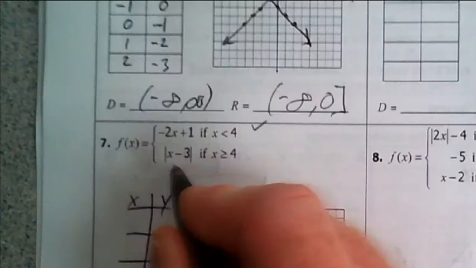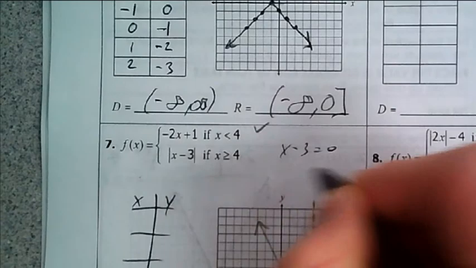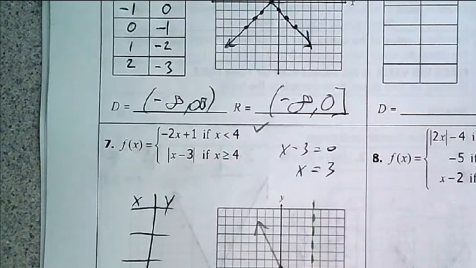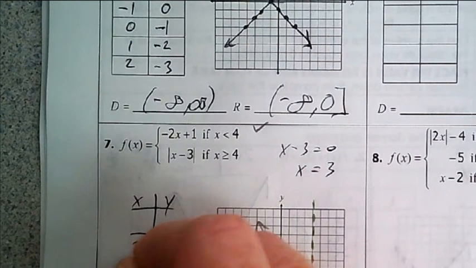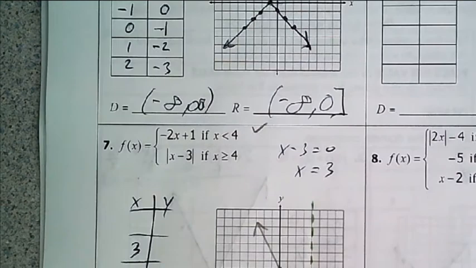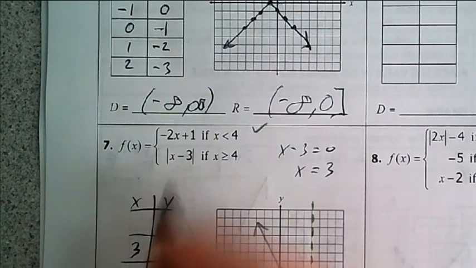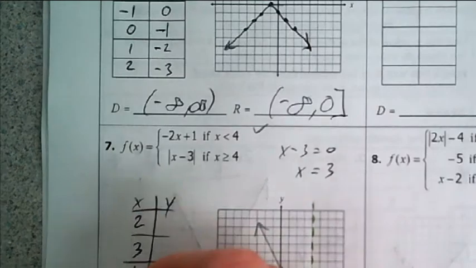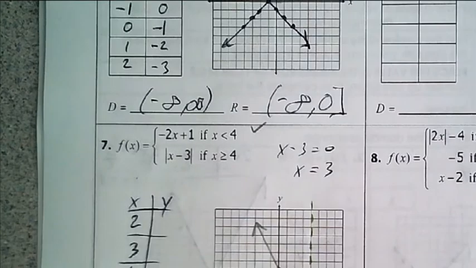So we're going to do x minus 3 equals 0, so x equals 3. Well, that goes in the middle. So to go up, I subtract 1. To go down, I add 1. And now we plug those values in.